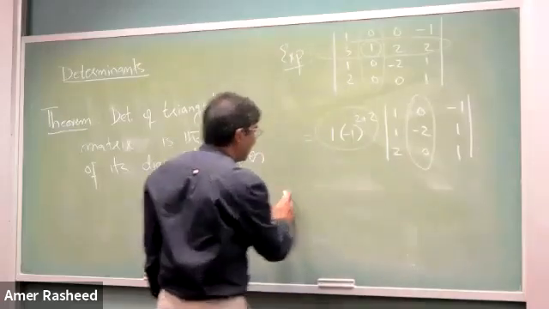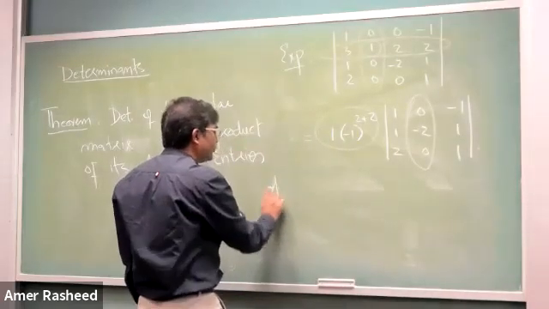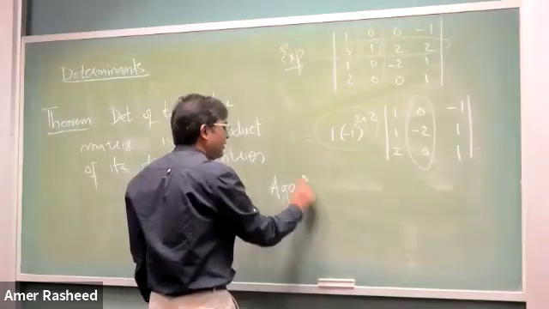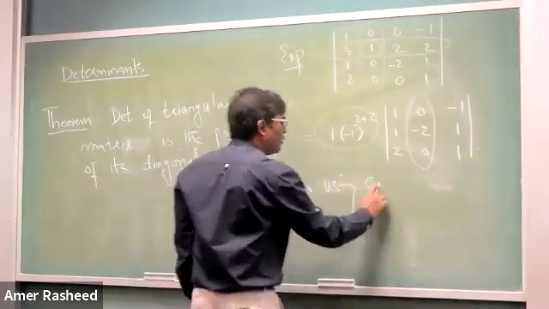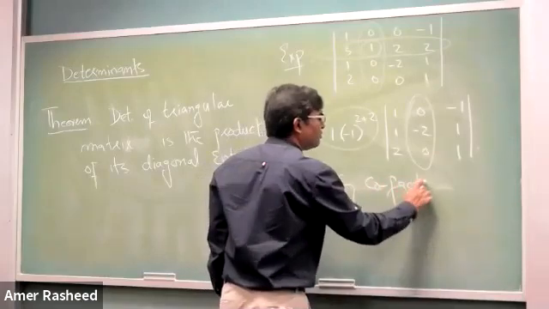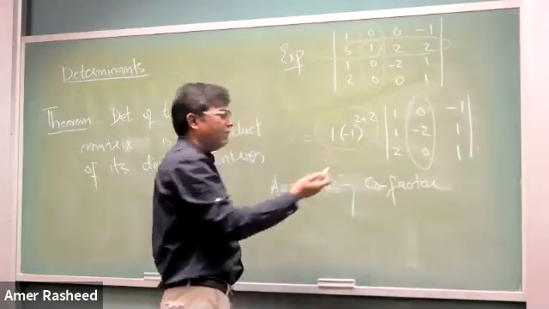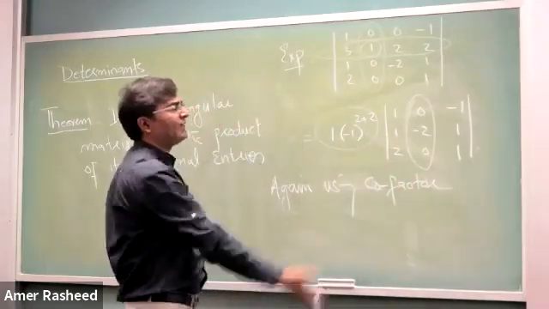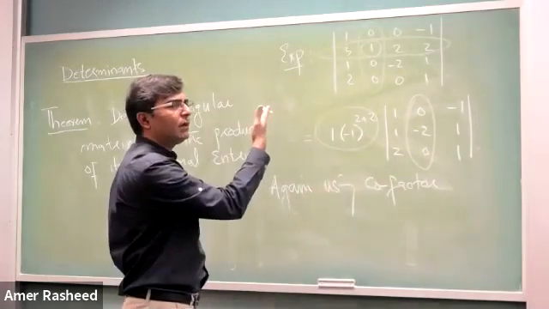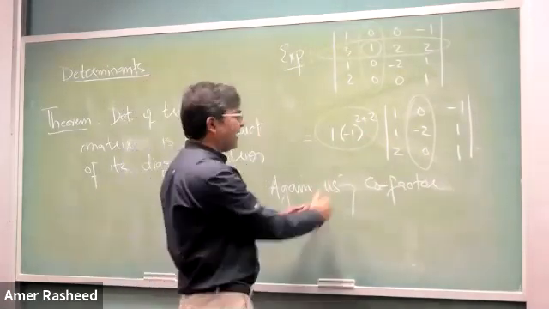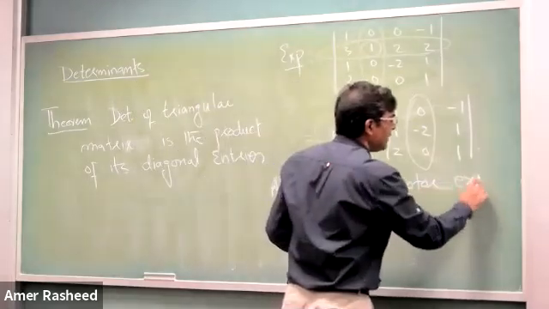What are we saying, on which one are we applying the cofactor expansion in the second step? On this one, next step, again using cofactor expansion, again using cofactor expansion. You don't need to give it a name. You just have to apply the steps. You have to apply the procedure. Again using cofactor expansion.